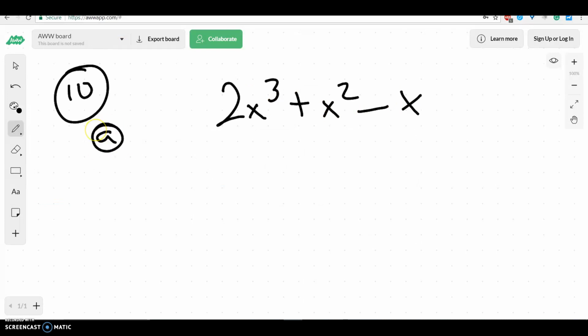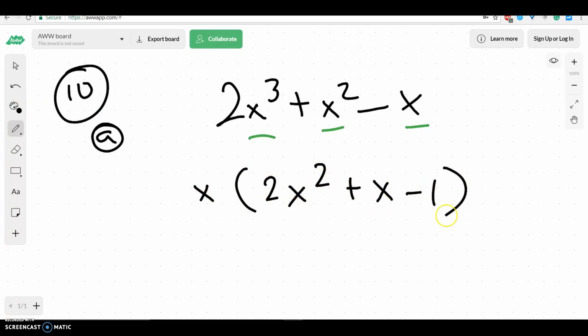Okay, so 10 has 2 parts. Let's start with A. Again, if you look at this, this is a cubic, so you might go, oh, dang it, we can't do anything because it's a cubic. But if you notice, they all share an x. So the first thing I notice is, since they all share an x, I can factor out an x, which would give me this.